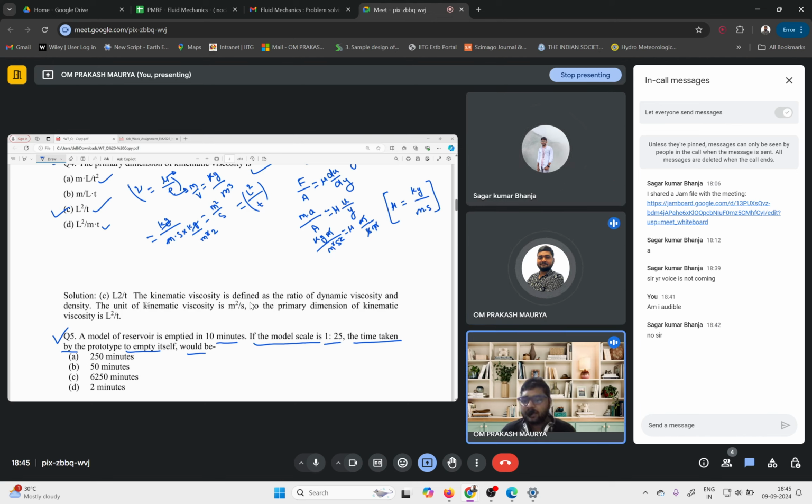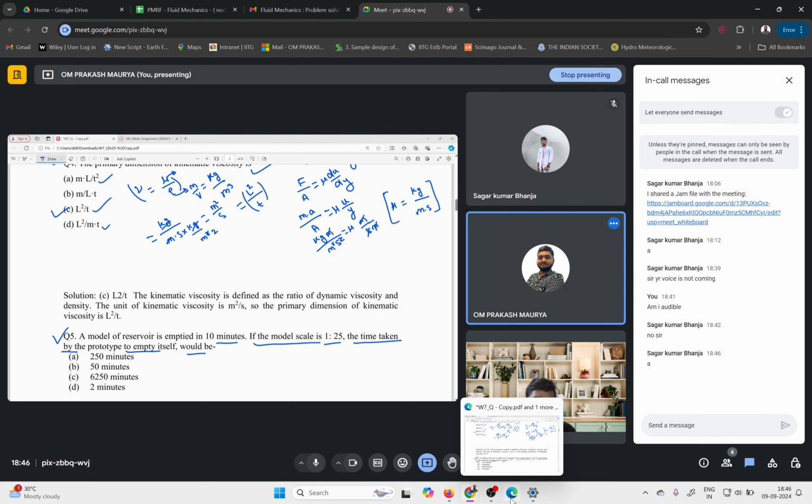Okay. So the next question, question number 5, is: a model of a reservoir is emptied in 10 minutes. If the model scale is 1 is to 25, the time taken by the prototype to empty itself would be. So just please try to solve this question. Okay, you are telling the option, you have already solved. So let me just discuss how you will get the correct answer.